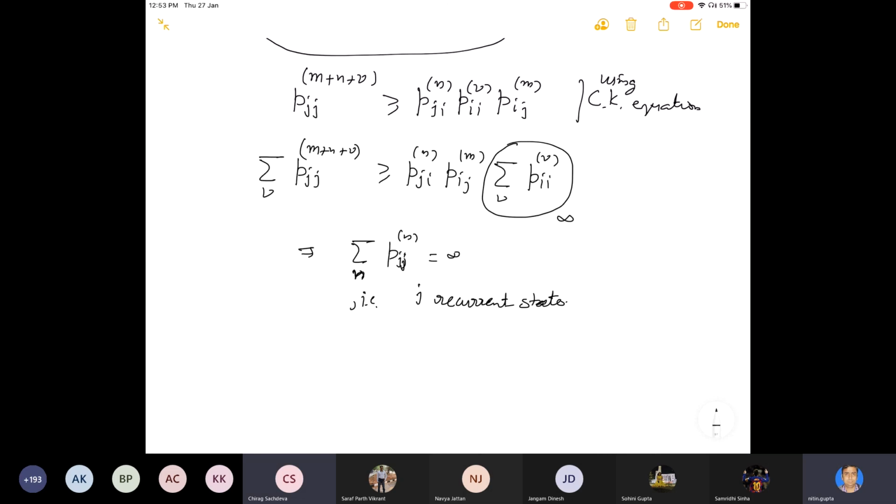Sir, we are dropping m plus n because it is finite from the left hand side. It doesn't matter now because this summation is there. It is going towards a very large value basically. Yes, sir. So that's why if that diverges, the other will also diverge.